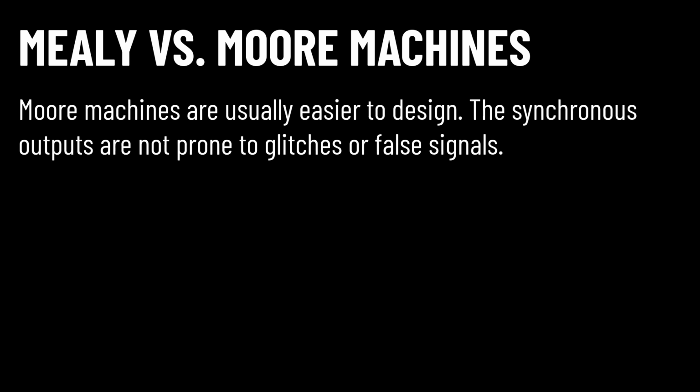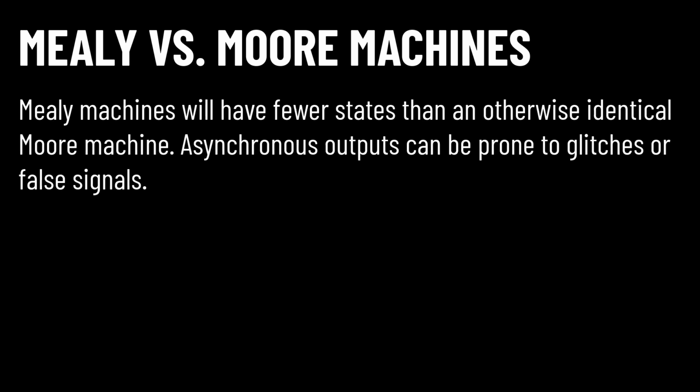A Moore machine is typically simpler to design, and because outputs are synchronous, there will typically not be any need to worry about glitches or false output signals. On the other hand, a Mealy machine has the benefit of requiring fewer states than an equivalent Moore machine due to the fact that output values can occur on transitions and do not require their own states. However, the asynchronous nature of the output signals may mean the outputs could glitch or have a false reading if timing isn't carefully considered.